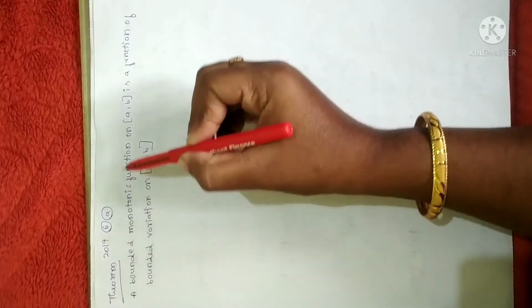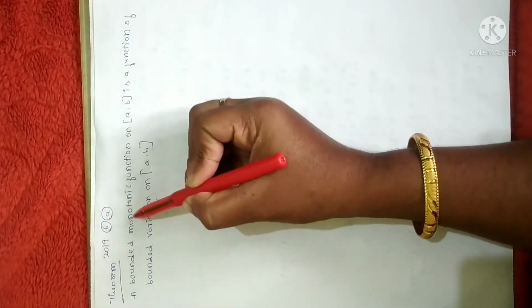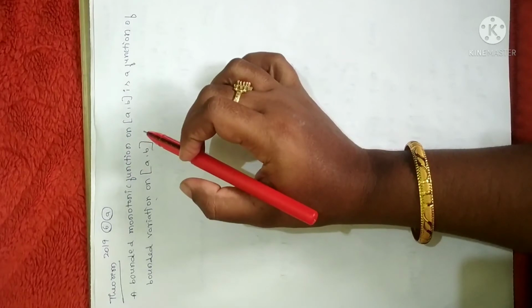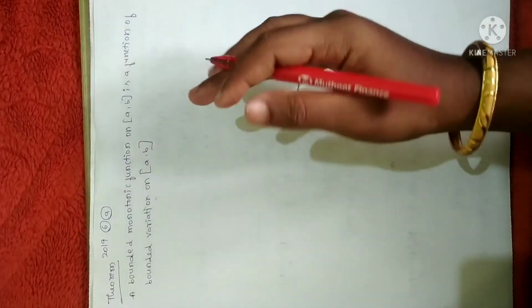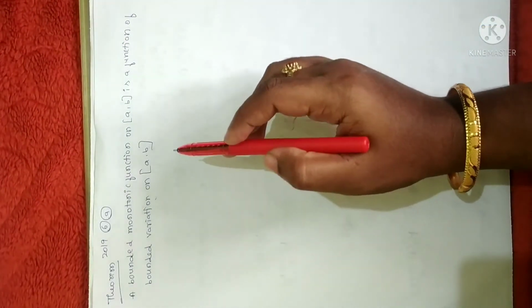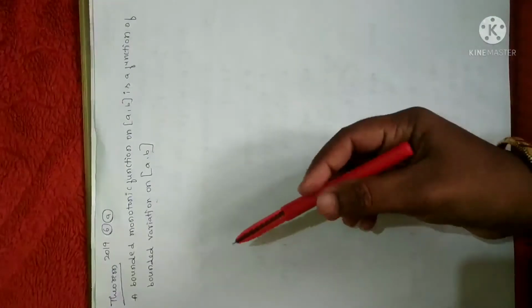See here, a bounded monotonic function on AB is a function of bounded variation. That is, a monotonic function which is bounded is a function of bounded variation. Please again don't blame me. I am explaining both the statements in all possible ways. So you just see the video, then you understand properly. So a bounded monotonic function on AB is a function of bounded variation.